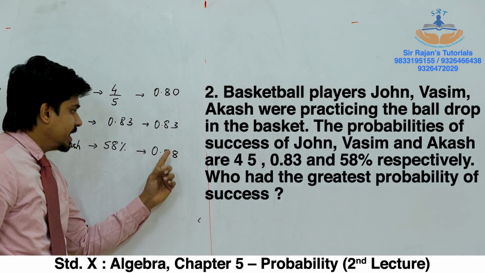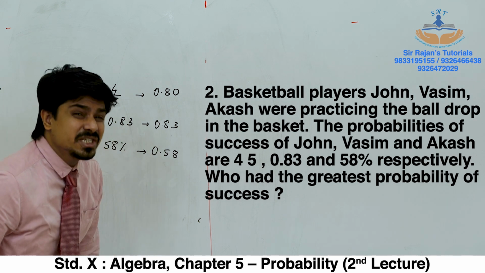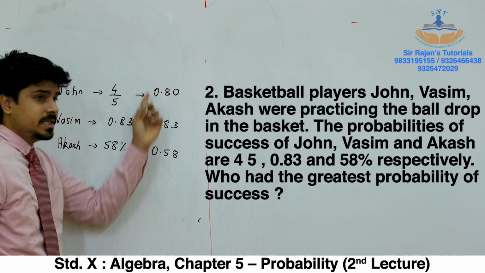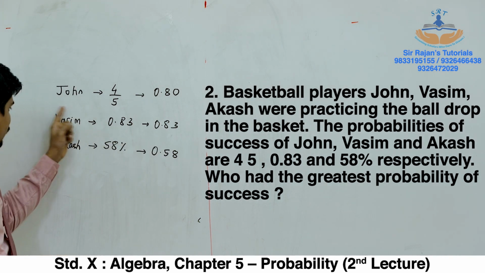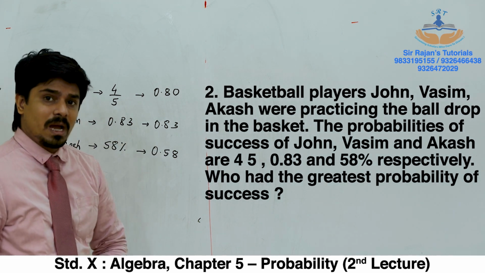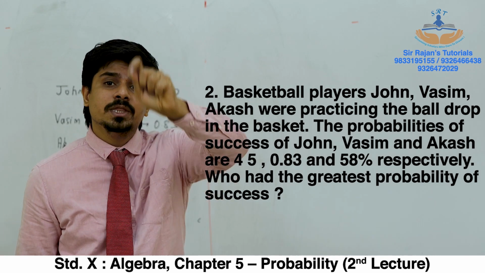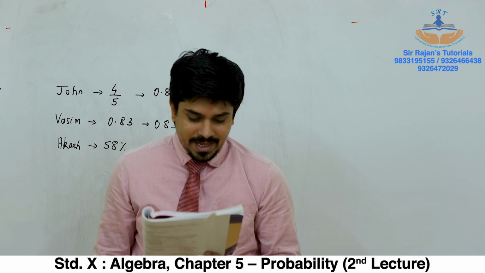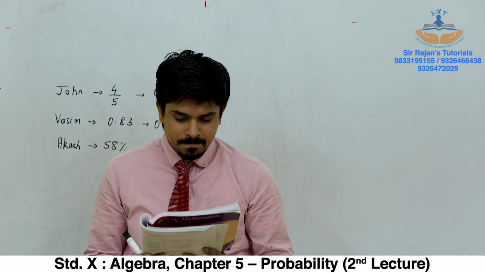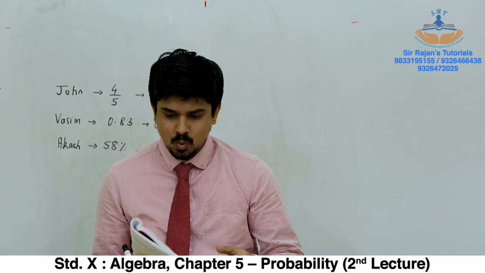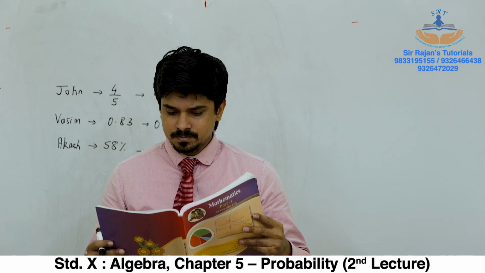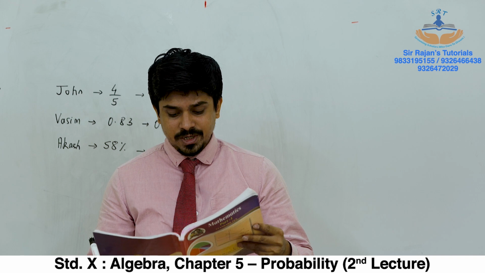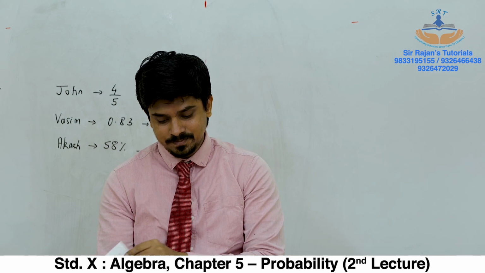So 0.80, 0.83, 0.58. Which is the highest number? It is very obvious. 0.83 is highest in comparison to the other two. So Wasim has the highest probability of throwing the ball in the basket. Clear? Okay. Now, next, question number directly come to question number 10. Question number 10.